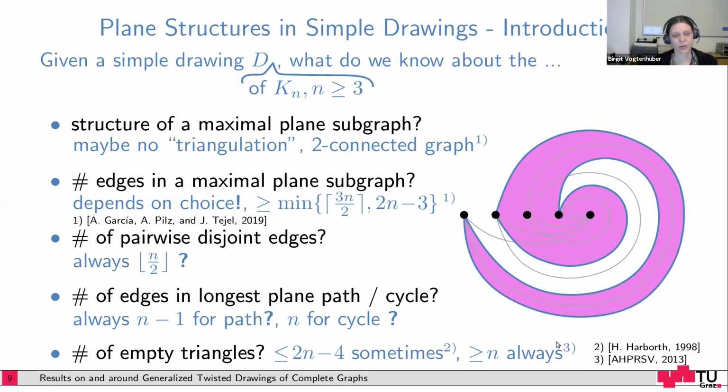As a lower bound that we know by now, there are at least n empty triangles, and that comes from the fact that one can show that every vertex is incident to 2 empty triangles, and if it's only 2, then it's a special vertex.